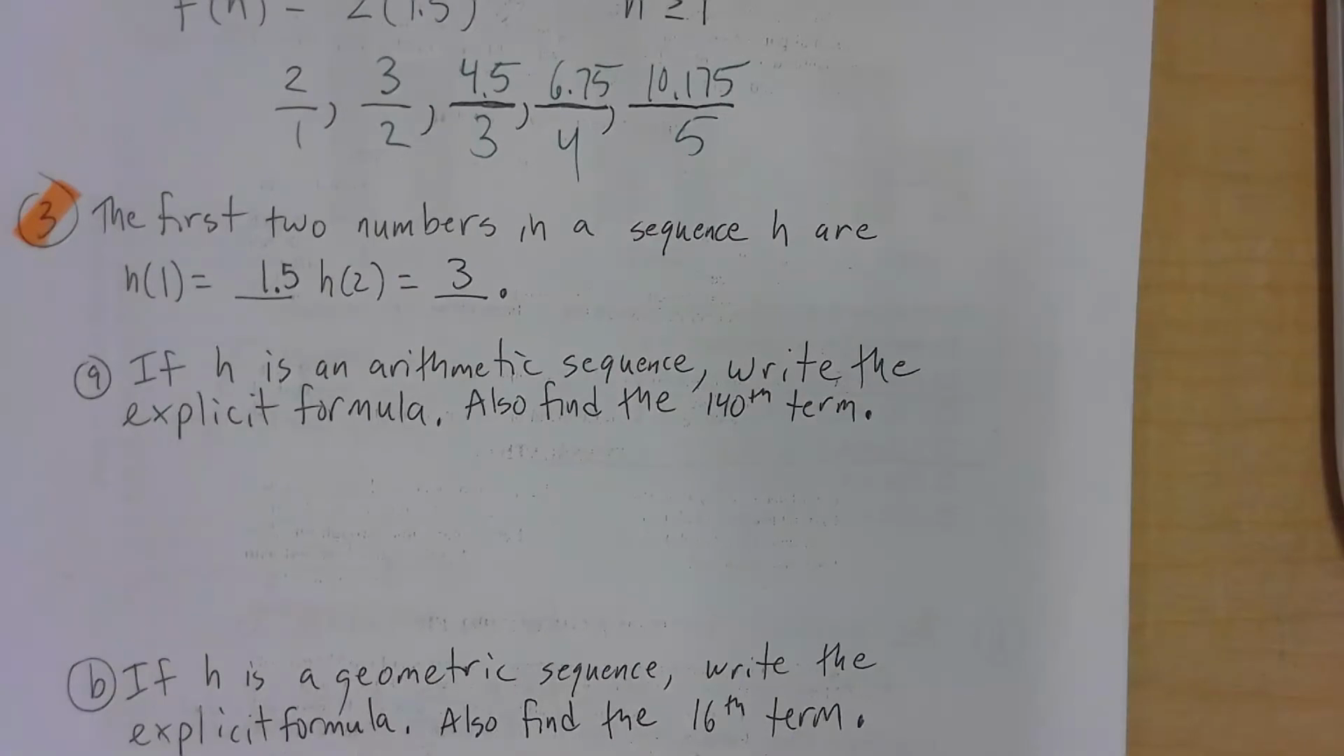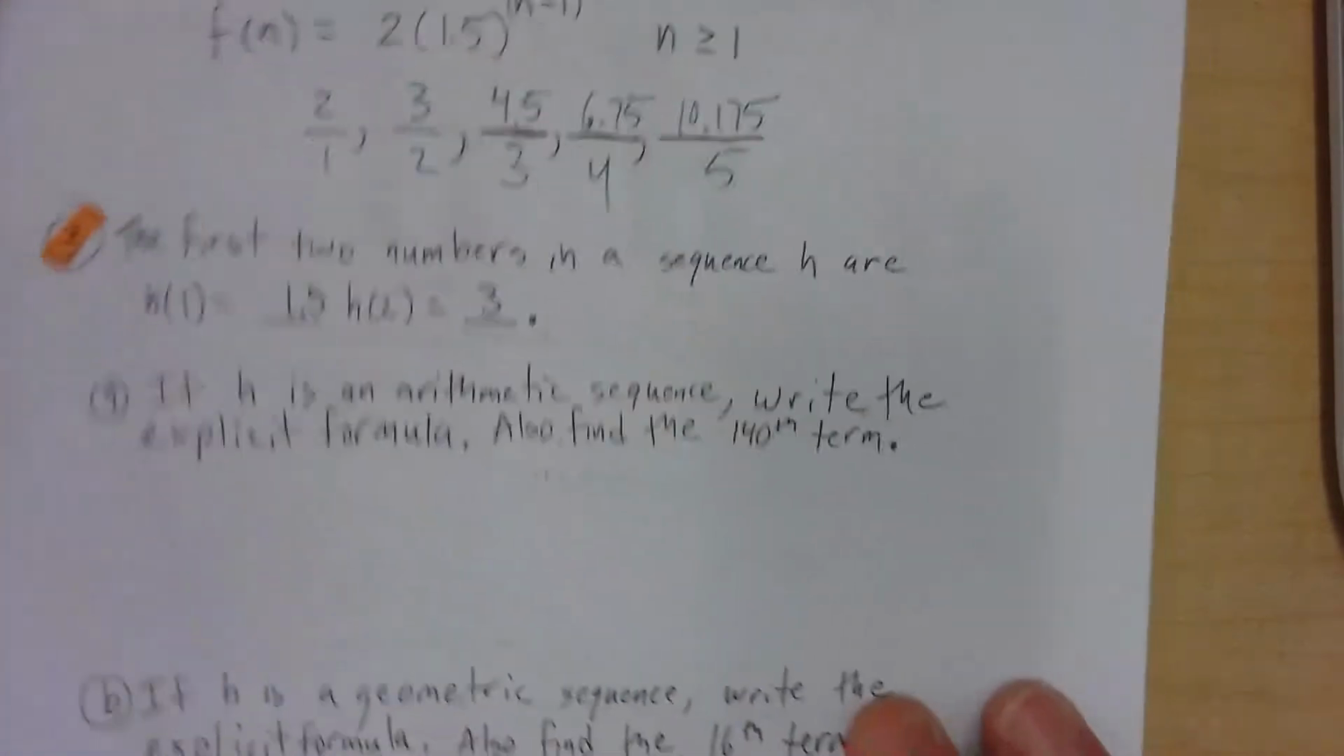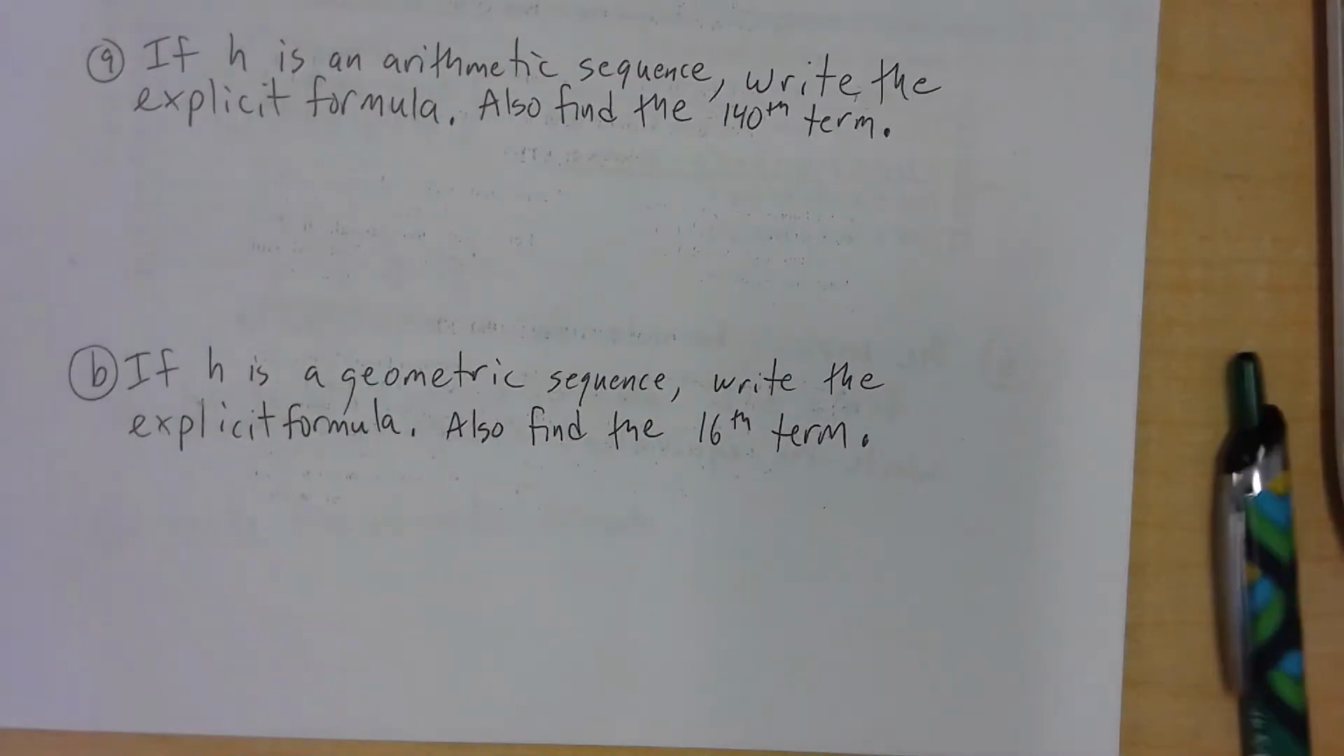All right, now we're supposed to write the explicit formula for this. If it was arithmetic, it means you're adding every time, and then geometric, we're supposed to write it out as geometric, which means we're multiplying every time.